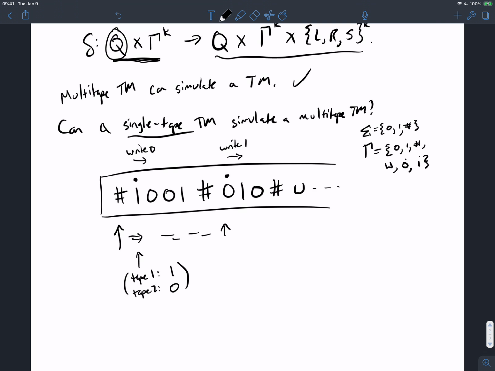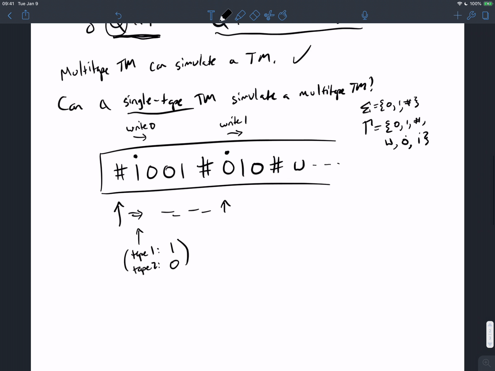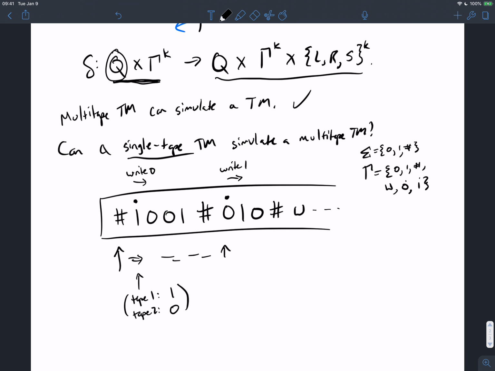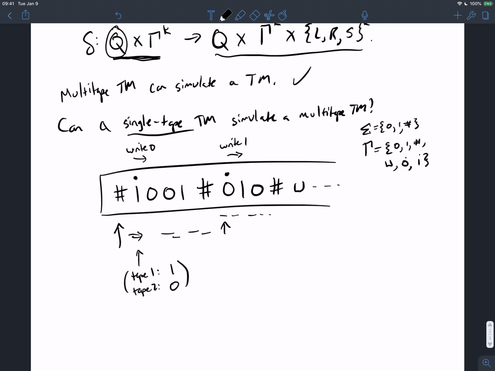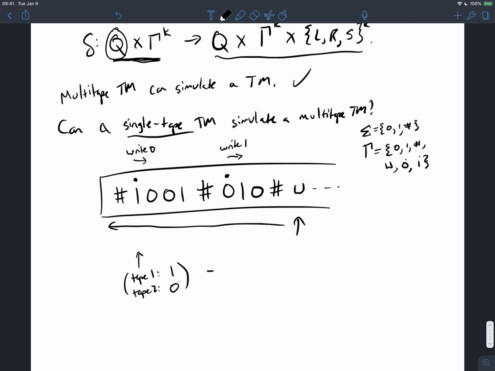I'm going to transition to this other state, whatever it is, and it's going to write a 0 on the first tape, and move right. But now, once we go past all of this, we're over here. So what we should do then is go back all the way to the beginning, and then, using this information, go back through the entire tape and carry out the transition.